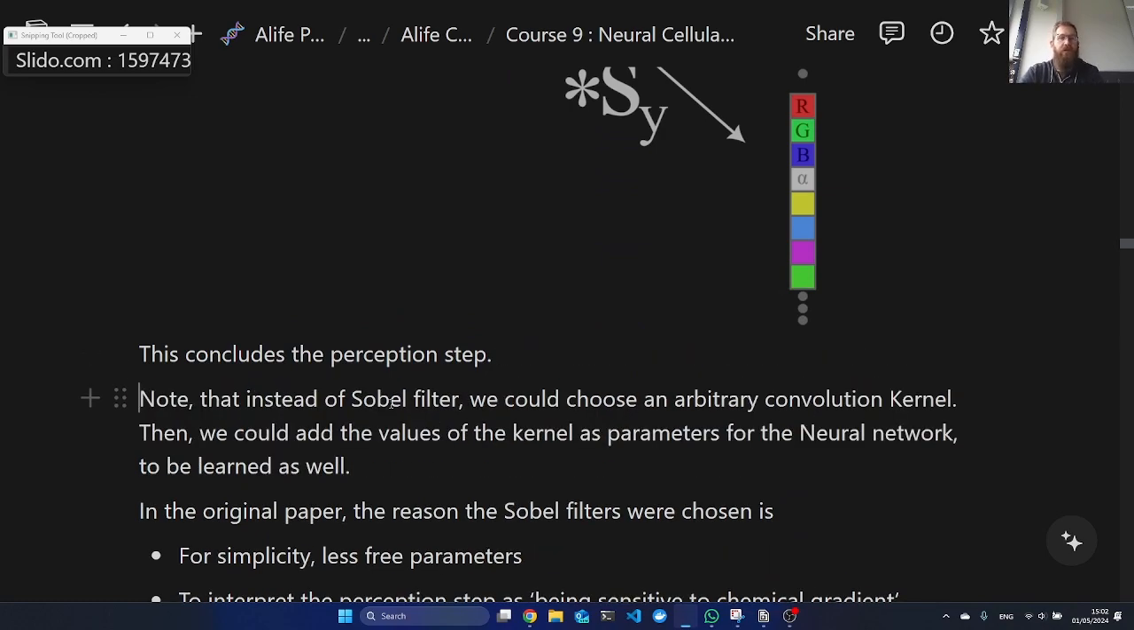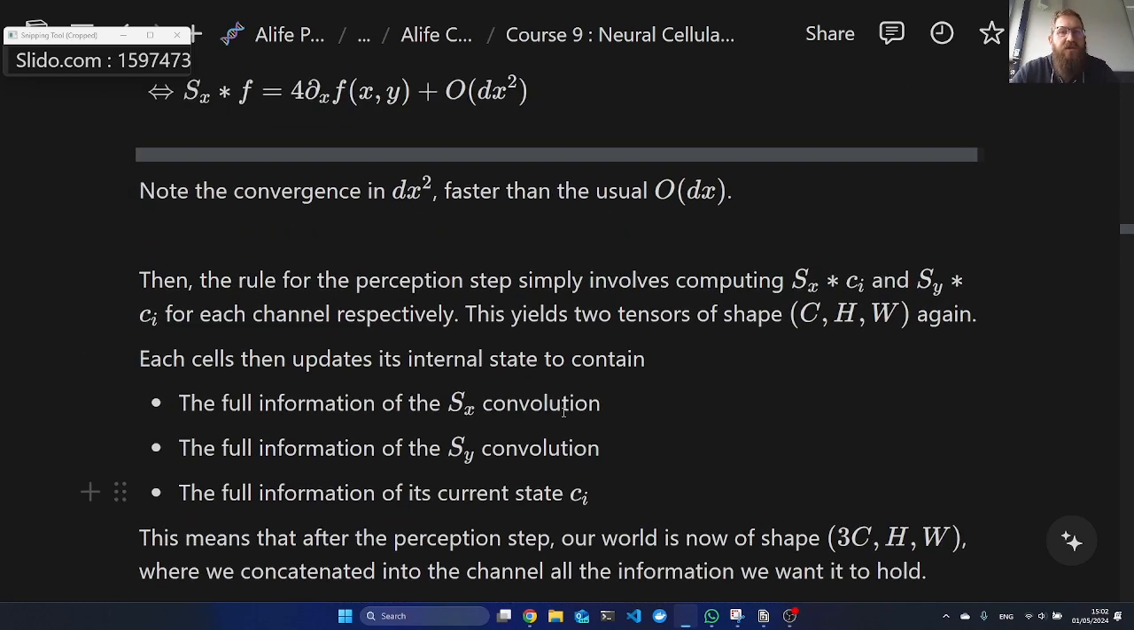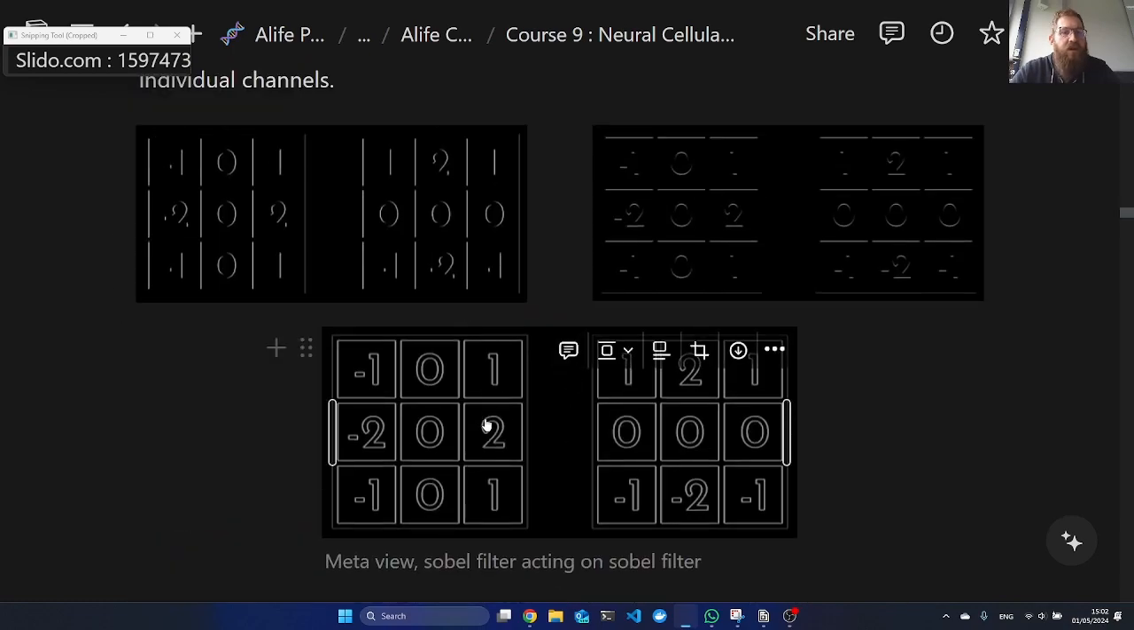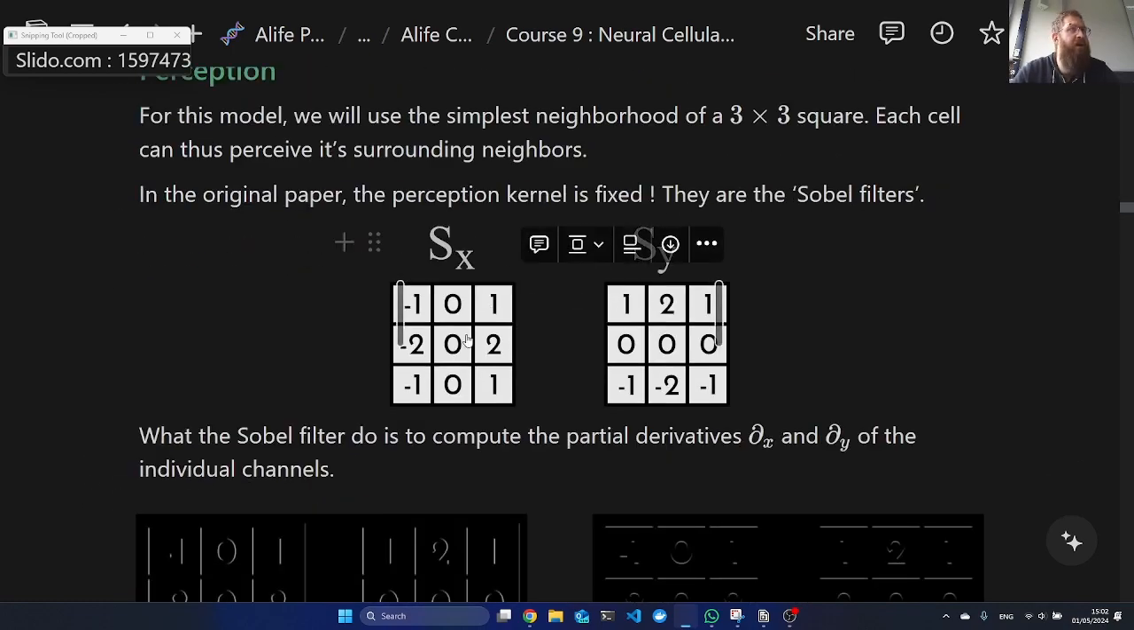Just a small note: instead of using a Sobel filter, we could choose here to have just any arbitrary kernel.